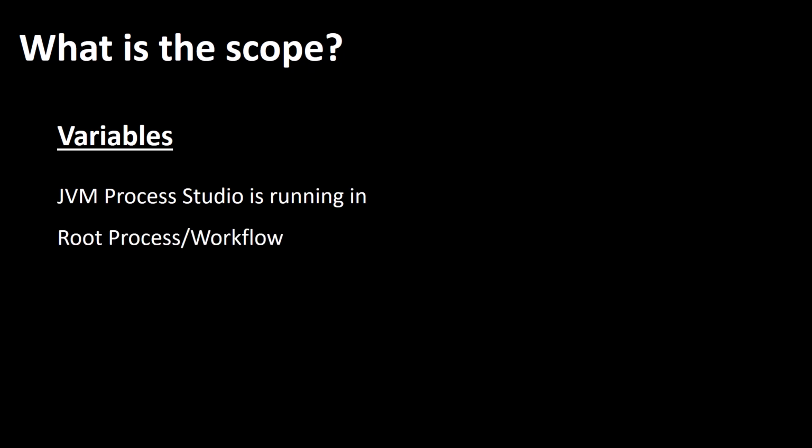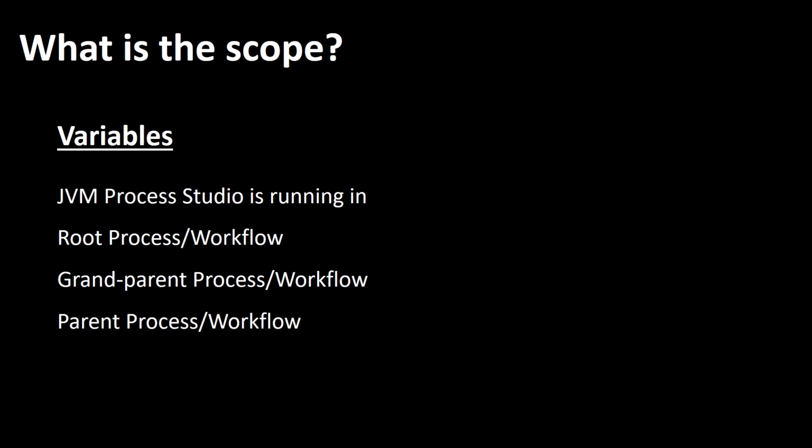For user-defined variables, you can set the scope as Java Virtual Machine or JVM that the Process Studio is running in, the root process or workflow, including all the child processes or workflows, the grandparent process or workflow, including all the child processes and workflows, and the parent process or workflow, including all the child processes and workflows.